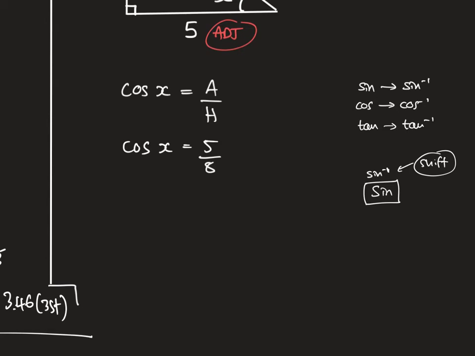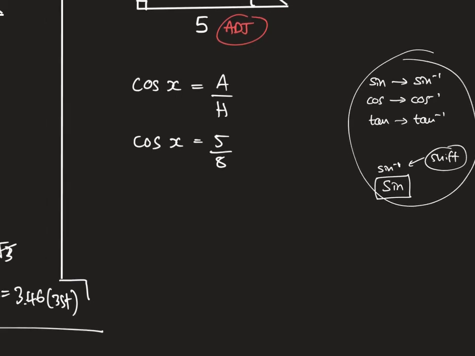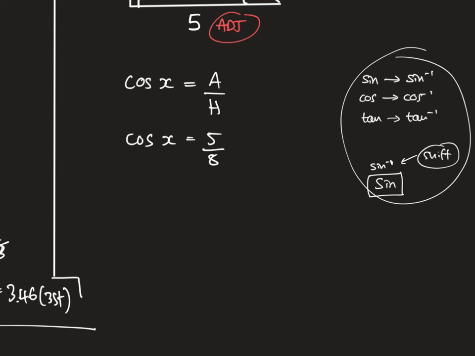So, how do we do this with the question that we're looking at? Well, we currently have cos x is the same as 5 over 8. So what we do to get rid of this cos here, because we've just got the x on its own, we do the cos to the minus 1, but we do it to both sides. So what we're left with here is x is equal to cos to the minus 1 of 5 over 8.